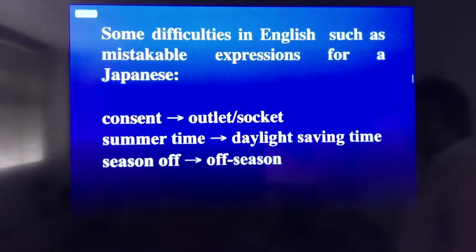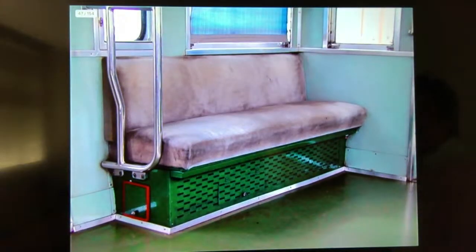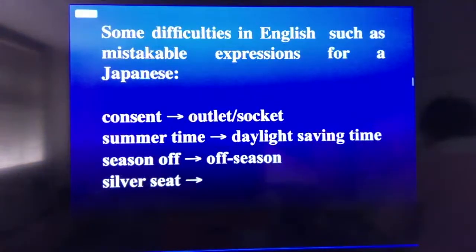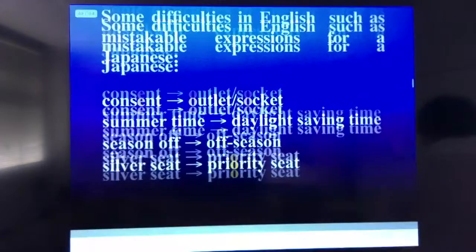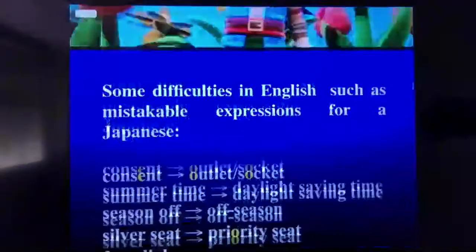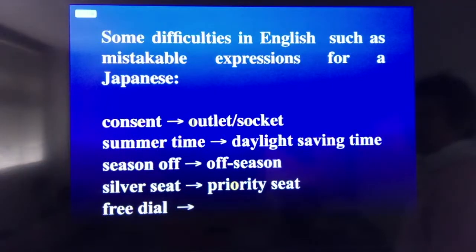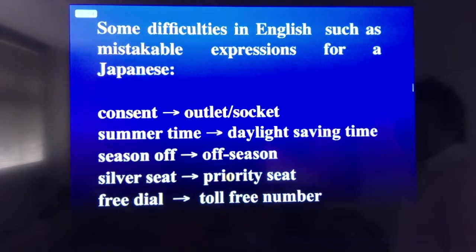Seasonal, this is Japanese English. Off season is correct English. And silver seat, the English word is priority seat. Always Japanese says free dial something, free dial 0120 something. But the English word is toll free number.